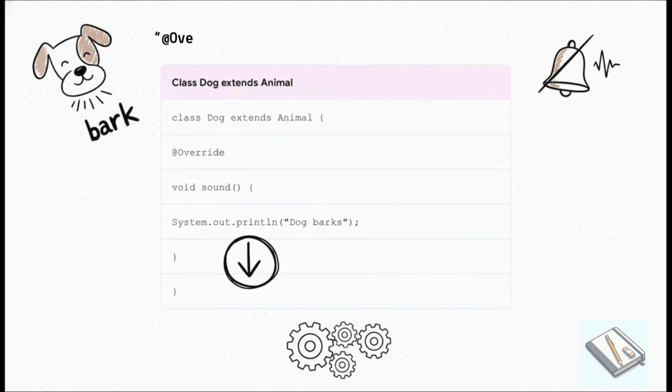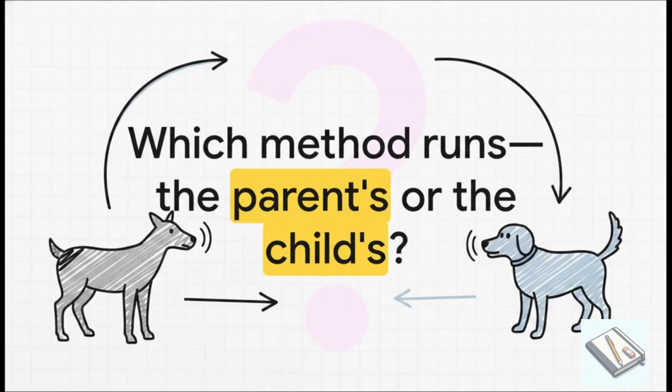Now, see that @Override annotation? That's not just a comment. It's a really important signal to the compiler, telling it, hey, I am intentionally changing the parent's behavior here. Okay, so this brings us to the most important question. If we create a Dog object and we call its sound method, which one actually runs? The generic one from Animal or the specific one we just wrote in Dog?